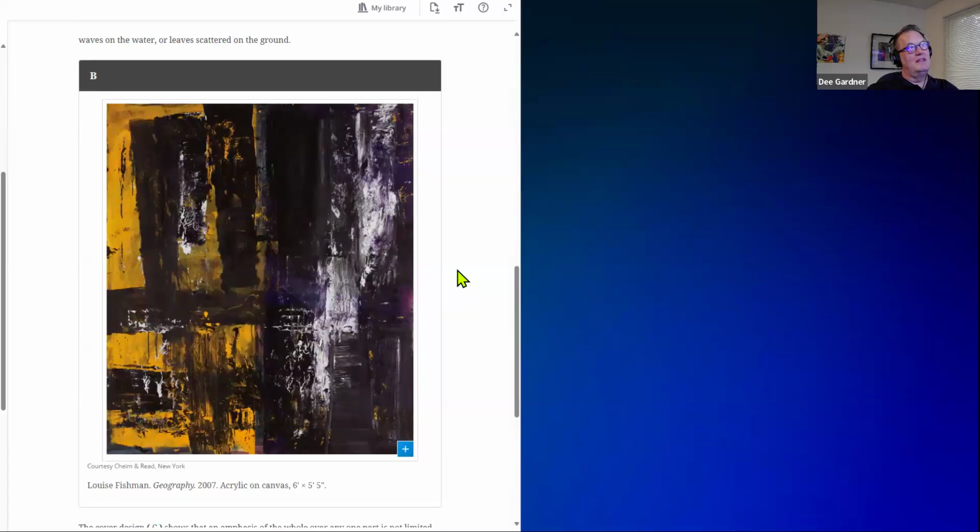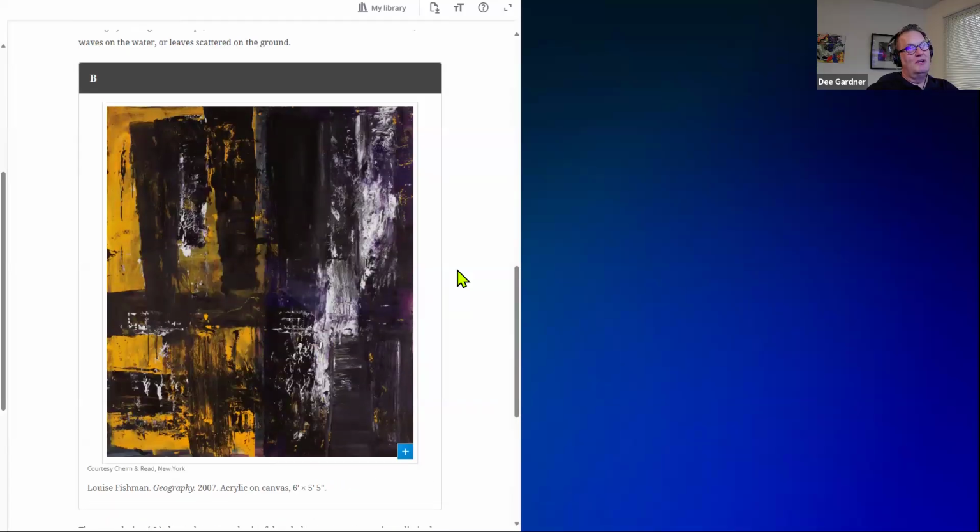And I can see why they say there's an absence of a focal point here, because it's called geography. So maybe it could be a map, but not a very good map. You know what I'm saying? It's not telling us where to go or what to do. We're just looking at this. And so here, I think it's just the variety.